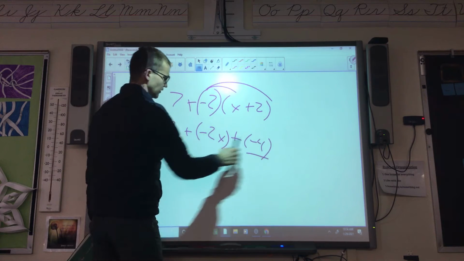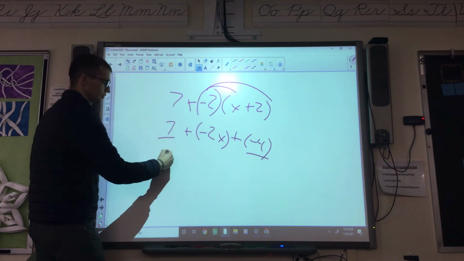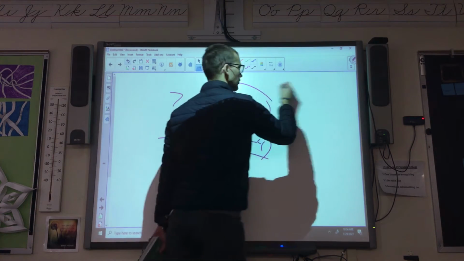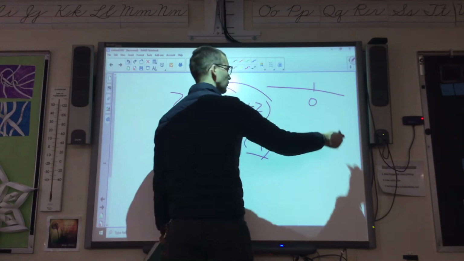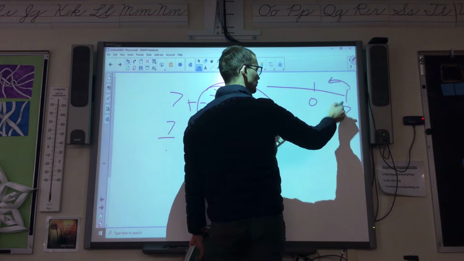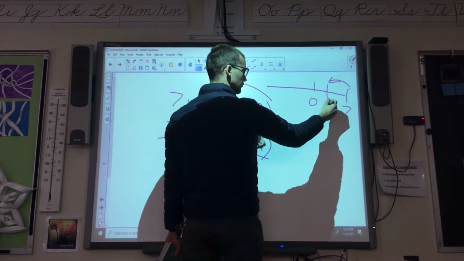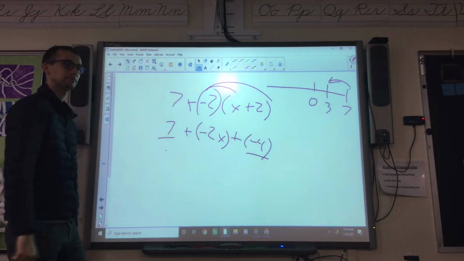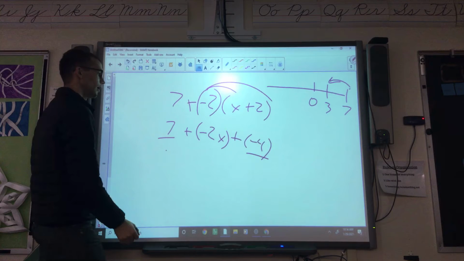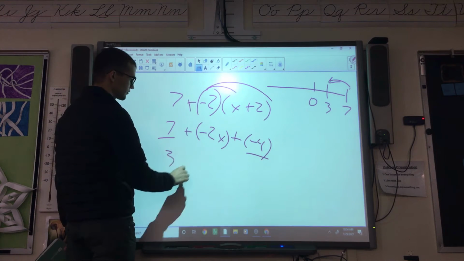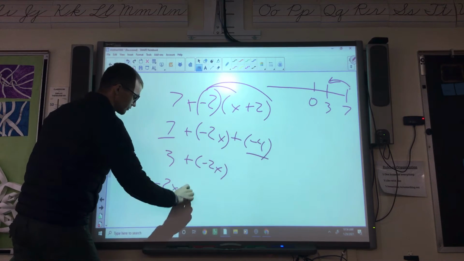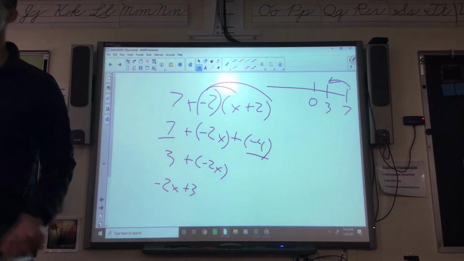Well, I can add this. 7 and negative 4 are 3, or negative 3? Let's use the number line to tell us. We're at 7, and plus a negative means we're going back 4, so we must be at 3, not negative 3. Anytime you need a number line, it's here for you. So that gives 3 plus a negative 2x. If you want to switch that so it says negative 2x plus 3, that's fine.